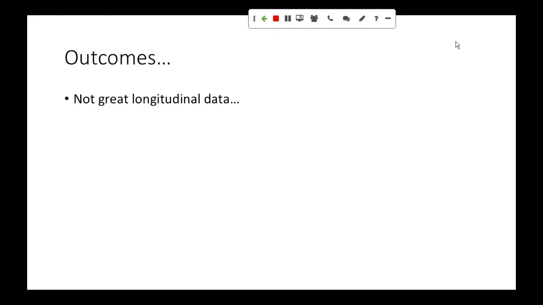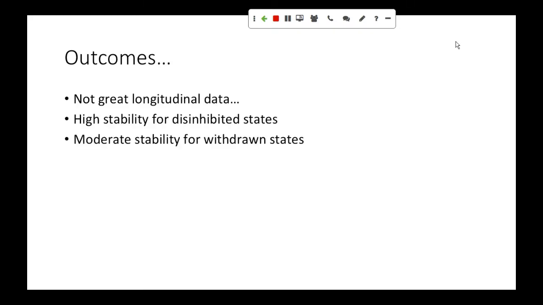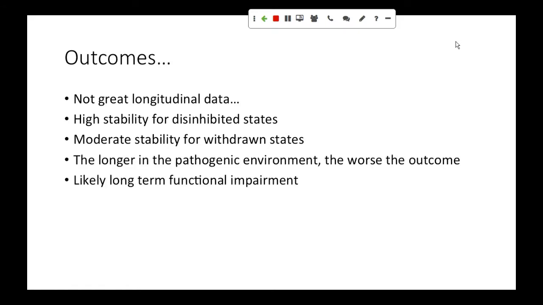There's not great longitudinal data here. It does look like there's a particularly high stability for the more disinhibited states and moderate stability for the withdrawn state. And the longer they're in the pathogenic environment, the worse the outcome will be. And if they really meet these criteria, there's likely going to be long-term functional impairment in their relationships.